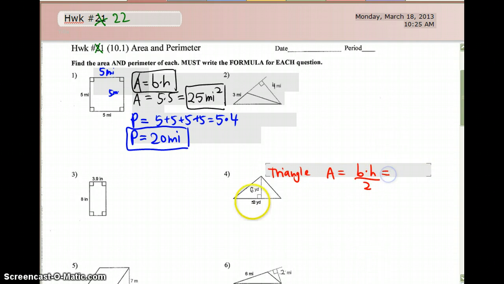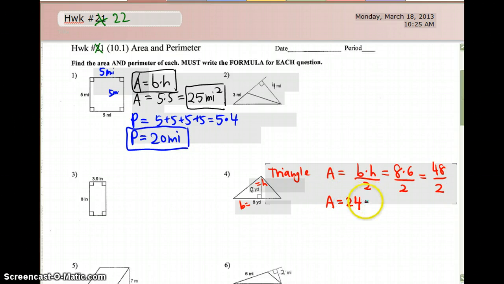So that's going to give me, now they already told me the base here is 8 and the height here is 6. So I'm going to do 8 times 6 and divide it by 2, which gives me 48 divided by 2. So the area of my triangle is 24 yards, and it's squared because I am talking about area. And then there's my formula too.